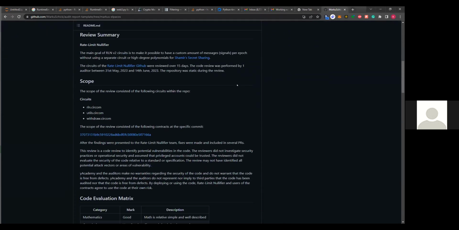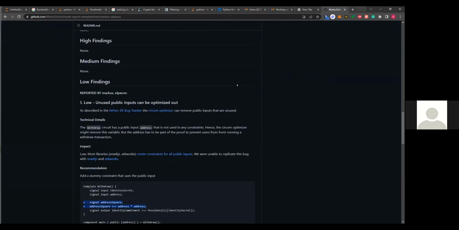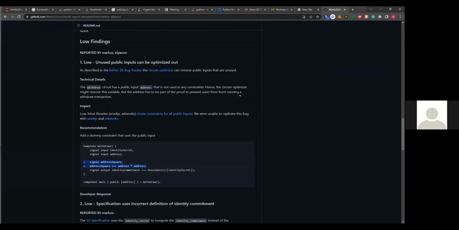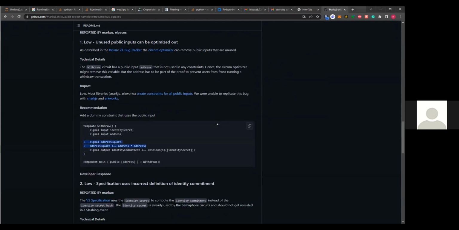So, I also only found two low issues. The first one is the issue we all discussed before, where the public address might be optimized out. I played around with both Snarky.js and Artworks and it didn't work. There's this awesome article, which I think one of you shared, which really goes into technical detail on why this might be an issue, which I can highly recommend.